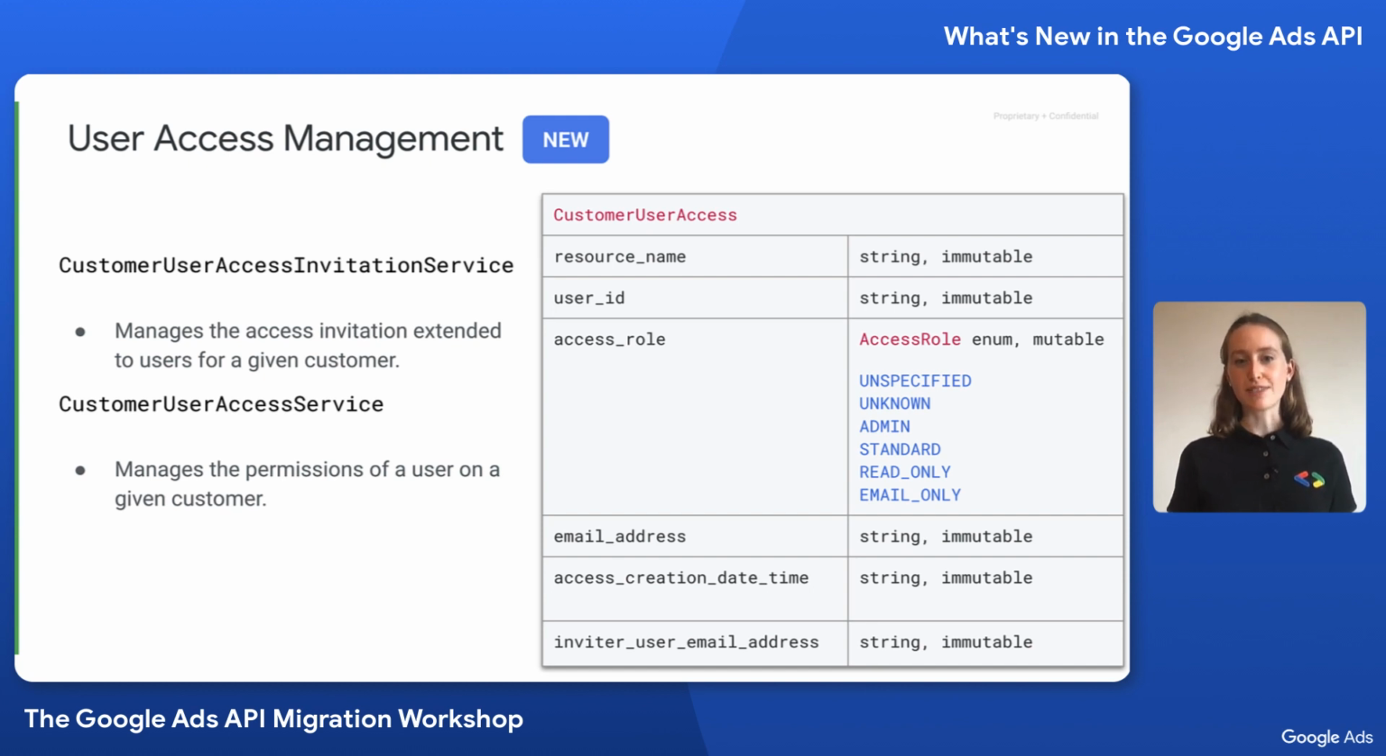There are two new services to enable this: the Customer User Access Invitation Service, which allows for creation and removal of user access invitations, and the Customer User Access Service, which manages the access role of a user on a given customer. As you can see, the access roles provided through the API mirror the access levels available through the UI. This vastly simplifies the process of managing user access, which unlocks more scalability and security for your Google Ads accounts.